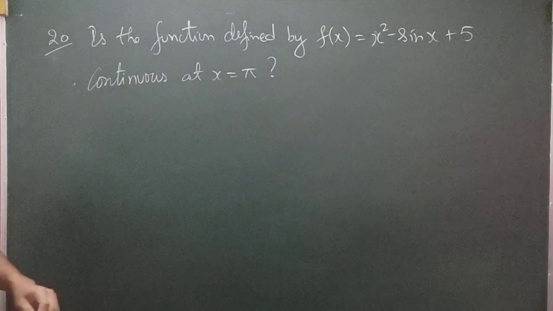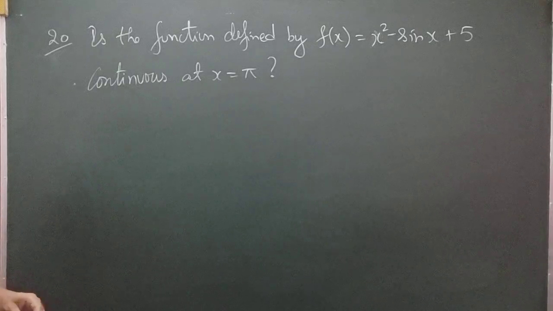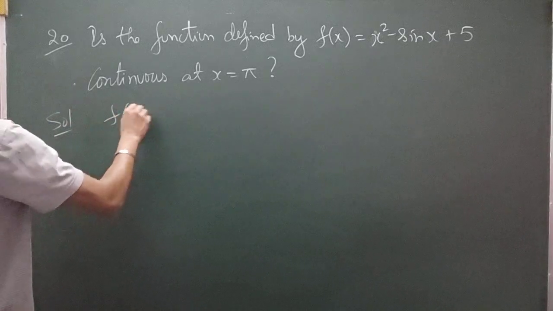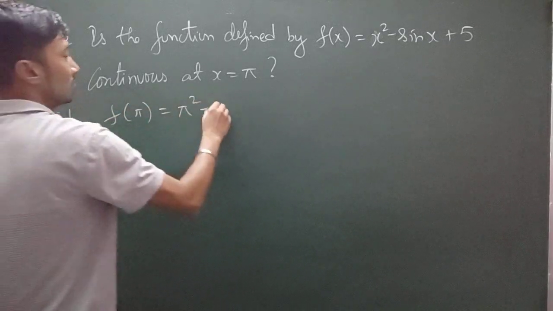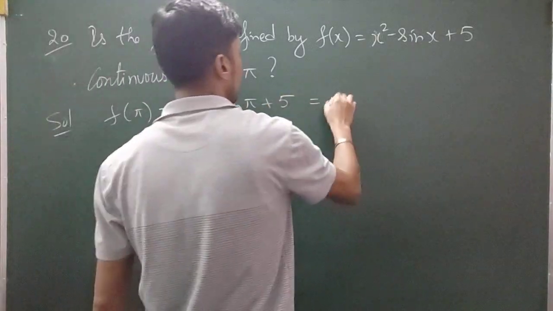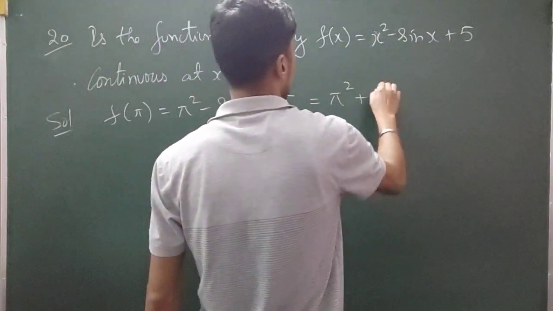Is the function defined by this continuous at x equal to pi? So let's just begin. f of pi, so that's going to be pi square minus sine pi plus 5. Sine pi is 0, so that's going to be pi square plus 5.